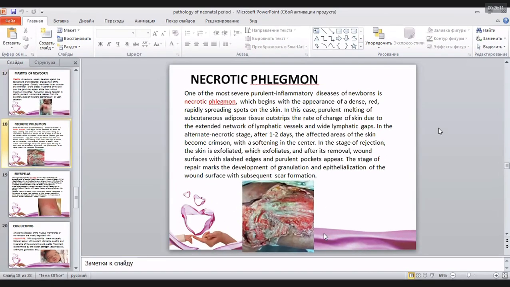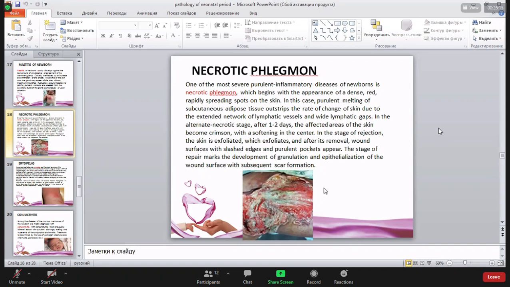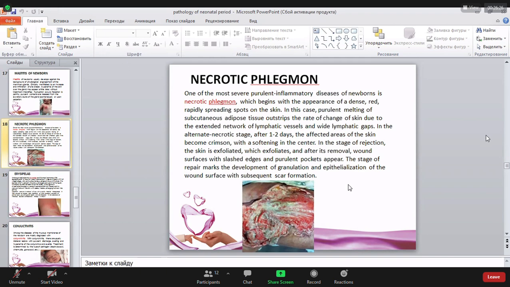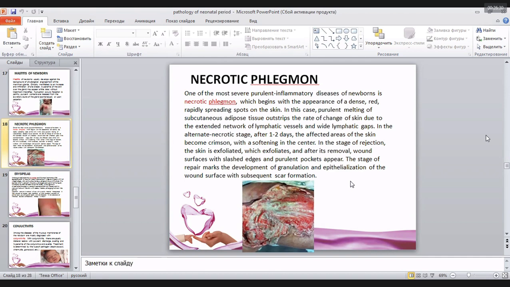And necrotic phlegmon, you see here a terrible picture. It is one of the most severe purulent inflammatory diseases of the newborn. It begins with the appearance of dense, red, rapidly spreading spots on the skin. In this case, purulent melting of the subcutaneous adipose tissue outstrips the rate of change of the skin due to the extended network of lymphatic vessels and wide lymphatic gaps. You see here the affected areas become crimson with softening in the center. Usually this condition needs treatment with antibiotics, with subsequent granulation and epithelialization, but with formation of scars on the skin.